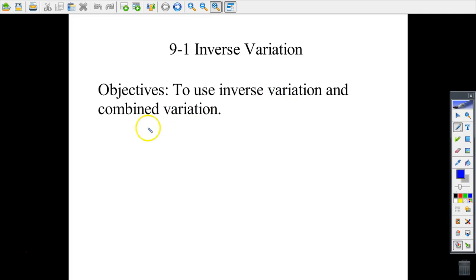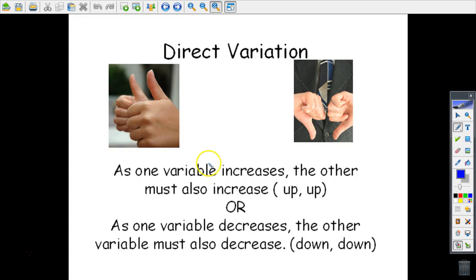And then at the end of the lesson, we're going to look at this idea of combined variation and have a better understanding of what that means and how to use it in solving some problems. I think it's a good idea, before we jump into inverse variation, to go back to some familiar territory. Back in first semester, we introduced this idea of direct variation.